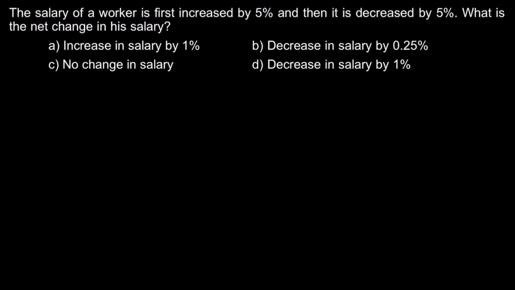Let's see. To solve these kind of questions, when the base data is given in terms of percentages and there are no absolute figures in the question, it is advisable to consider 100 as the base and solve the problem. In the present case, the salary of a worker is first increased by 5%. So let's presume the initial salary is 100. And it is then increased by 5%. So plus 5% increase.